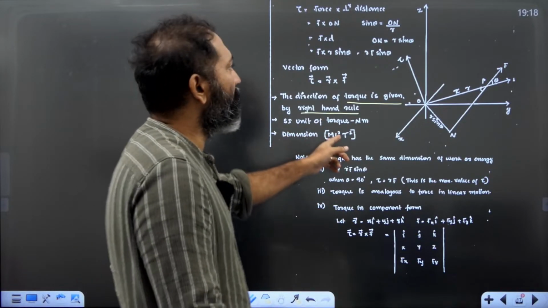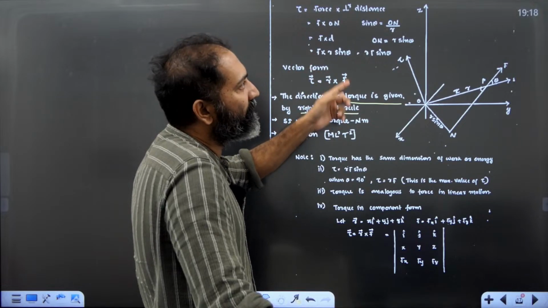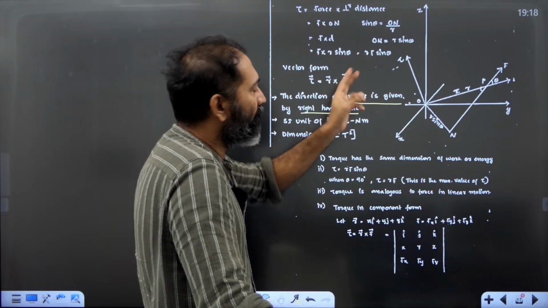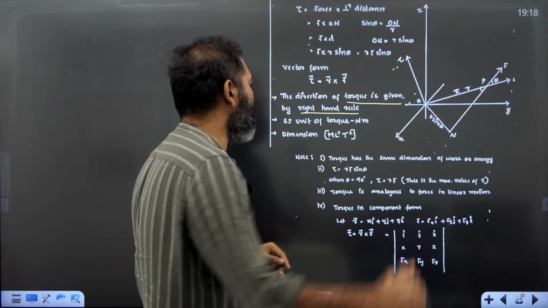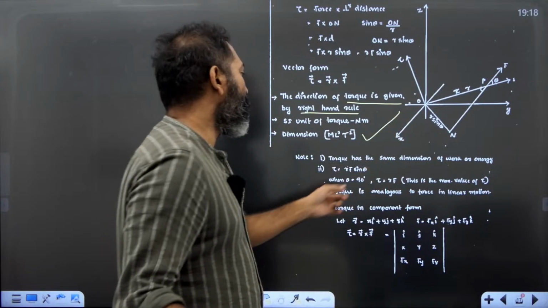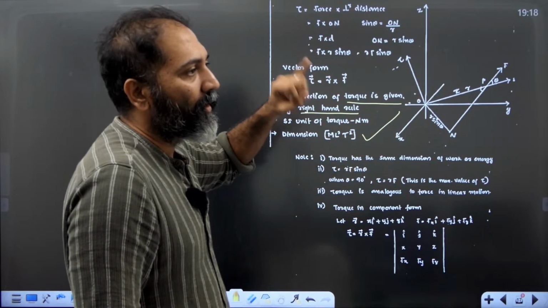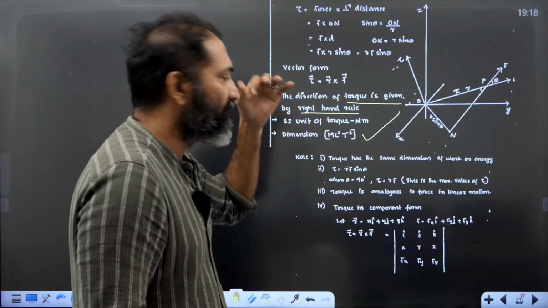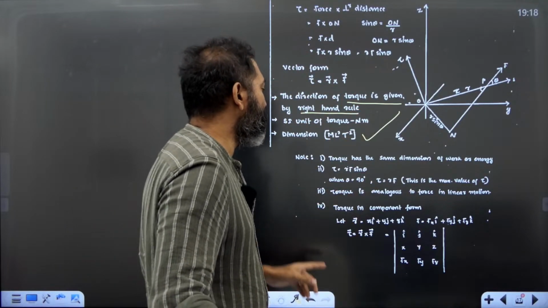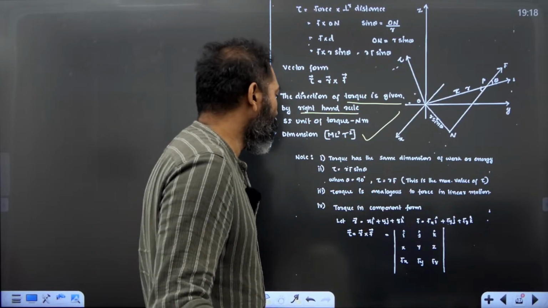SI unit of torque is what? Distance into force. So meter Newton or Newton meter. Dimensional formula ML squared T raised to minus 2. Torque has the same dimension as work and energy. We know that from the first chapter. Torque, work, energy have the same dimensional formula. Torque equal to RF sin theta. Theta 90 degree, torque equal to RF.